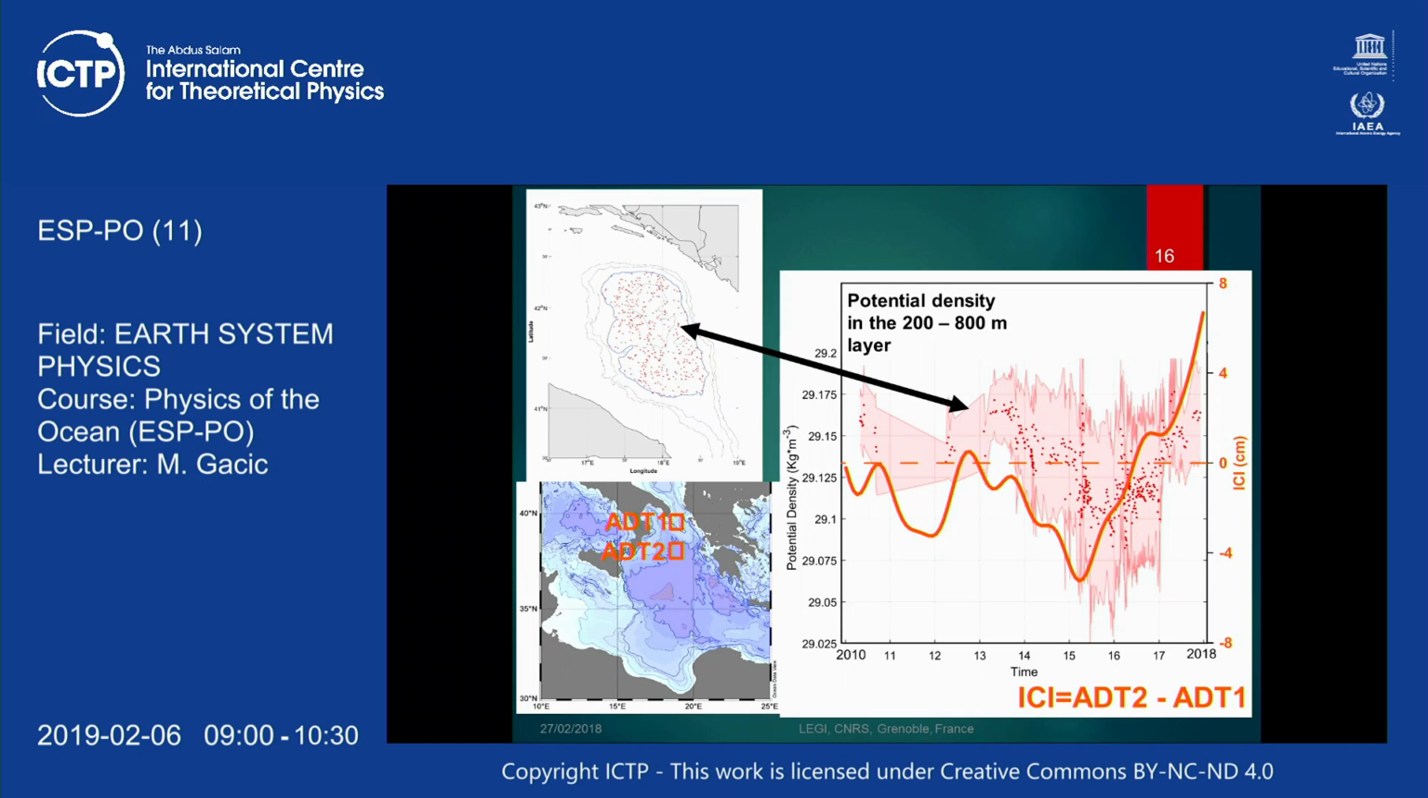You can see that the difference between these two points, as far as the sea level is concerned, is around 4 to 5 centimeters. It's a pretty large sea level difference. The water density changes from 29 something up to 2900. It's like a 1% interannual change of the seawater density.